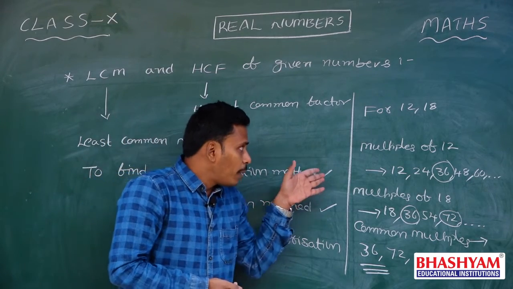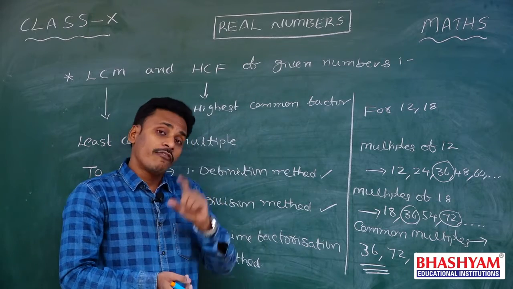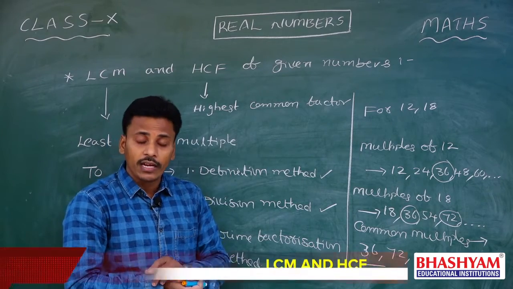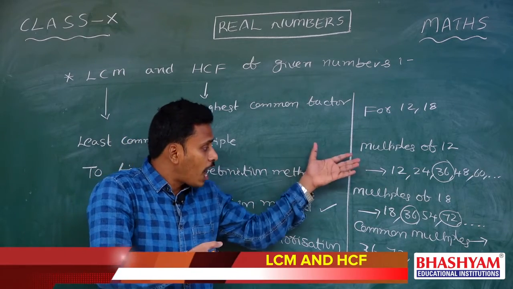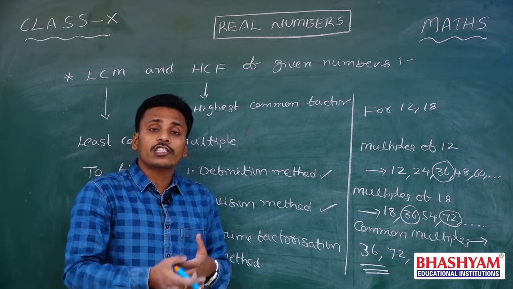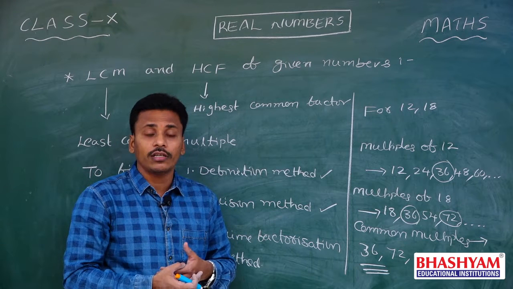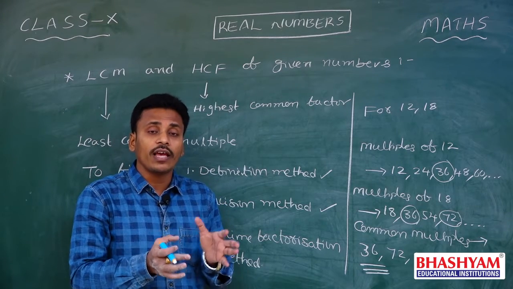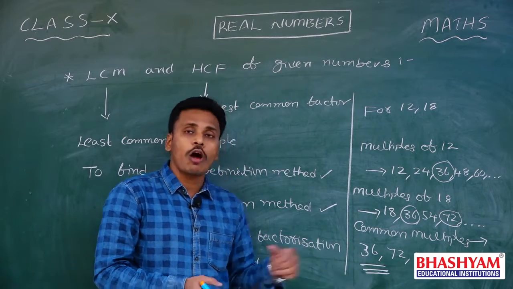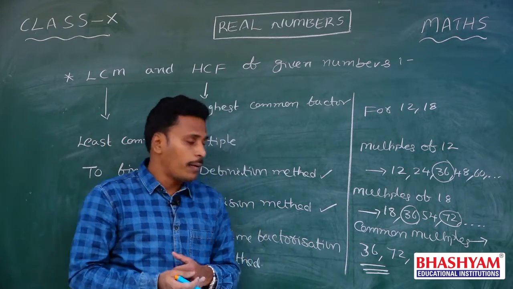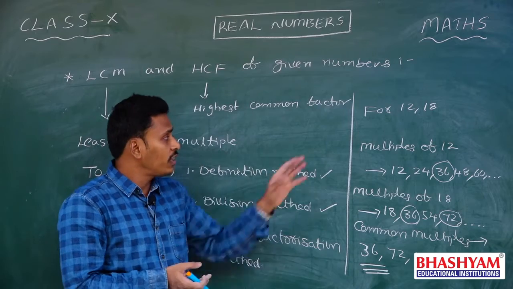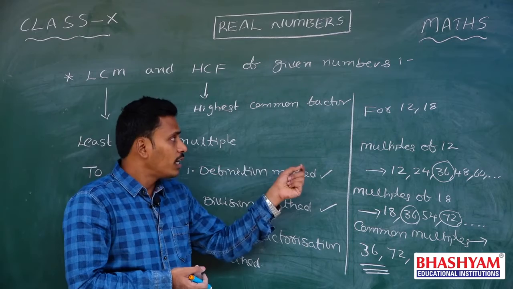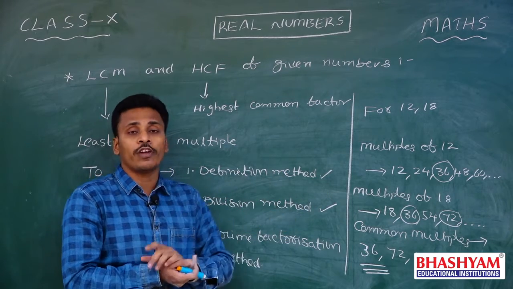The multiples are actually infinite. Factors of a number are finite, but multiples of a number are infinite. Similarly, common multiples are also infinite. Since the common multiples are an infinite collection, we can't say the highest common multiple. We are allowed to say the least common multiple, usually notated as LCM, and that is 36 in this particular example. So this is the way of finding the LCM of 12 and 18 using the definition method.